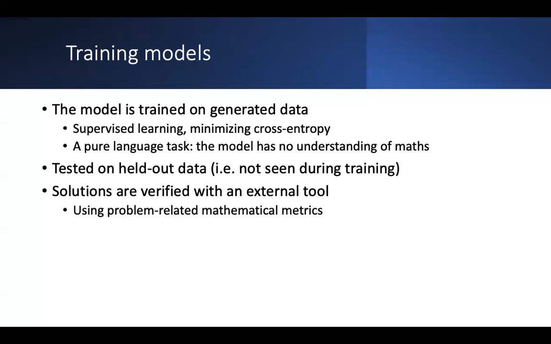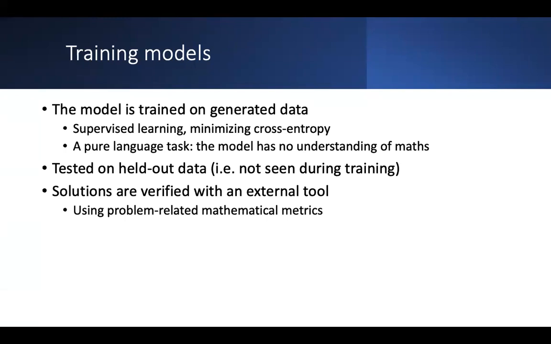Finally, you're going to train models. So the model is trained on generated data. You can see I have problems and solutions. So this is supervised learning. All of this is supervised. It's a language task, so we just minimize cross entropy. Practically, the model gets a reward every time it predicts correctly the next token, and it gets punished every time it doesn't. And it's a pure language task.